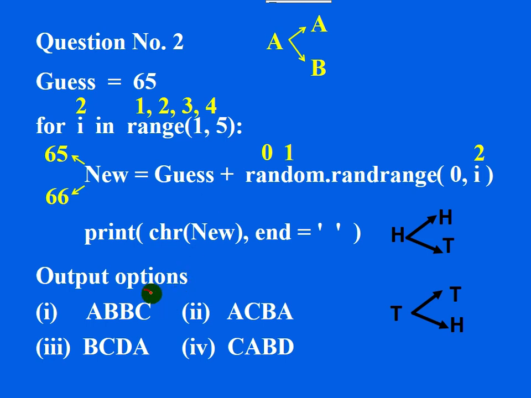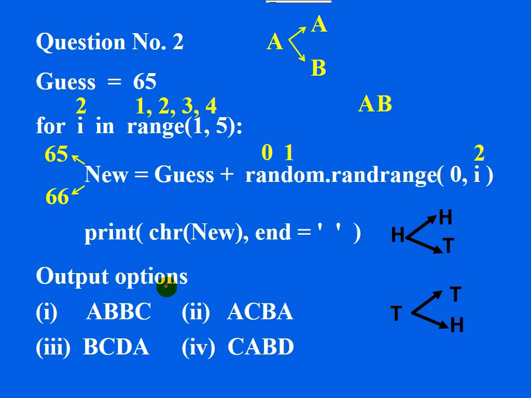When you examine the output options, you can see that there isn't an option starting with AA. So you can cancel this and you can continue with this option. Let me rewrite this one. Again, when you examine the output options, you can see that there is only one option starting with AB. Hence, after the second iteration of the for loop, you get the correct answer as option number 1.